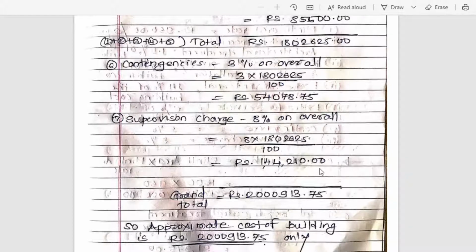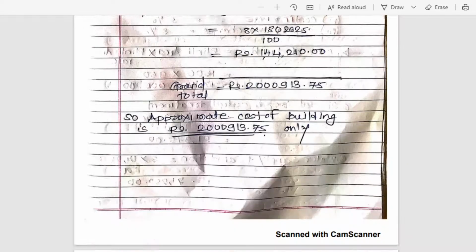Now we will do the grand total. Now grand total is your overall cost of building plus contingency charges plus supervision charges. Means your 1 plus 2 plus 3 plus 4 5, this is your overall cost, plus 6 plus 7, means all cost will be added here, and we will get the grand total, that is 2 lakh 913.75 rupees. So this is your approximate cost of building. You can write it as 2 lakh 914 rupees only. Okay, so this is the approximate cost of building.